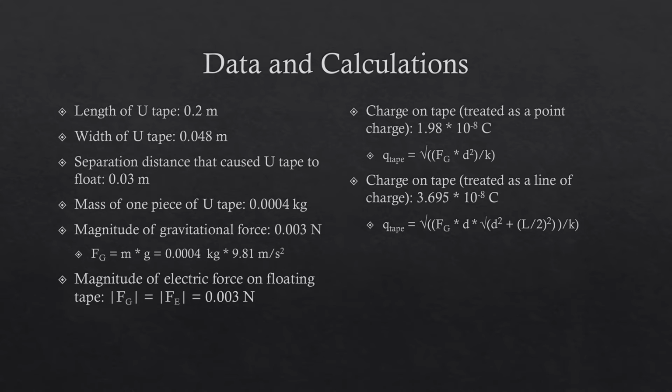Shown here are my data and calculations for this experiment. I recorded the length and the width of the U-tape, as well as the separation distance that caused the U-tape to float. I then calculated the mass of one piece of U-tape using the length and width. I found the magnitude of gravitational force by multiplying the mass of the U-tape by gravity, and then the magnitude of the electric force on the floating tape, because this quantity is equal to the magnitude of the gravitational force.